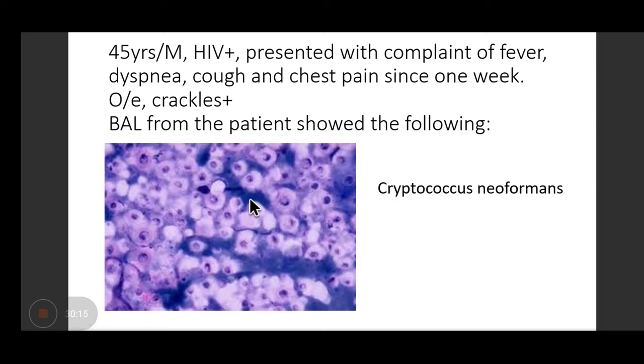Now, what are the other pointers pointing towards Cryptococcus? It presents in immunocompromised patients. So this patient is that of HIV. In HIV positive patients, when they have lung infection, it could be cryptococcal.